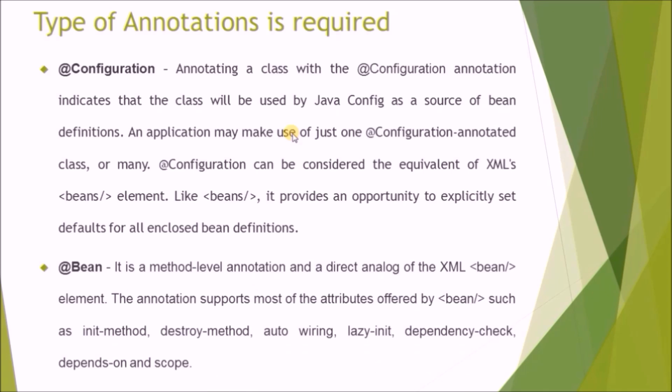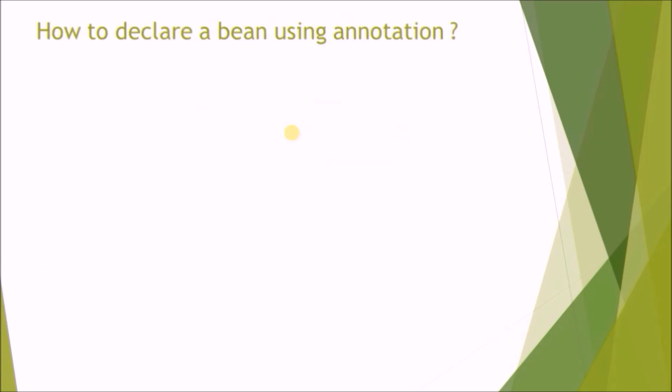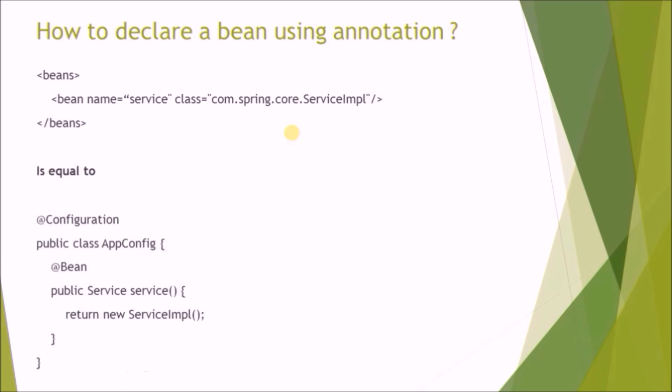Bean. It is a method-level annotation and a direct analog of the XML bean element. The annotation supports most of the attributes offered by bean such as init method, destroy method, auto-wiring, lazy init, dependency check, depends on, and scope. How to declare a bean using annotation. As we saw in the previous video, we declared a bean in the bean.xml file. The same way we can do the same thing, so first we need to annotate the class as a configuration and then, for the method creating an object, annotate that method as bean.